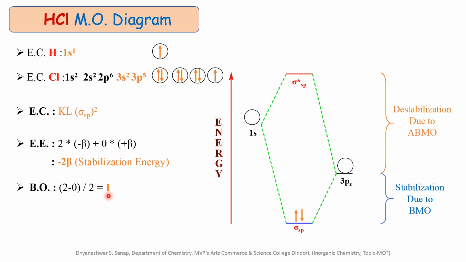The next important point is stability. As the energy evolved is minus 2 beta and the bond order is 1, it indicates that there is formation of a bond between the hydrogen and chlorine atom, and that's why the HCl molecule is formed easily and is stable. The next important property is magnetic property. Basically, there is only pairing of electrons, and that's why this molecule is diamagnetic in nature.